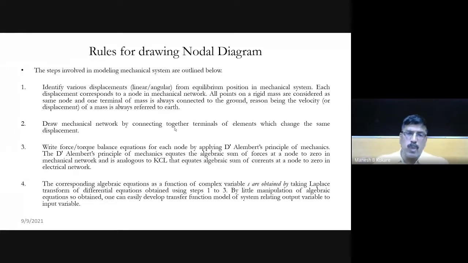So you can write the nodal equations, and from that you know what the input and what the output is. Find the Laplace transform and then the ratio of the Laplace transform of the output variable to the Laplace transform of the input variable. In that way you can find the overall transfer function of a given mechanical system by drawing the nodal diagram. This will be clearer when we take a problem. I hope you have understood a little bit from the explanation.